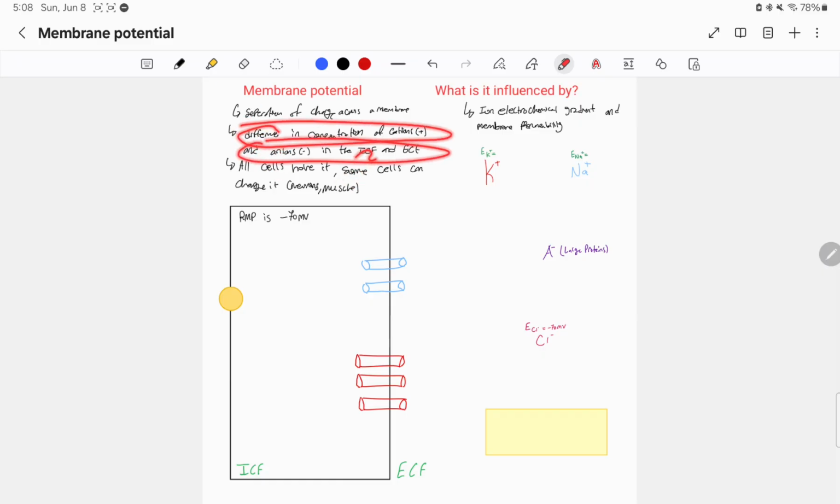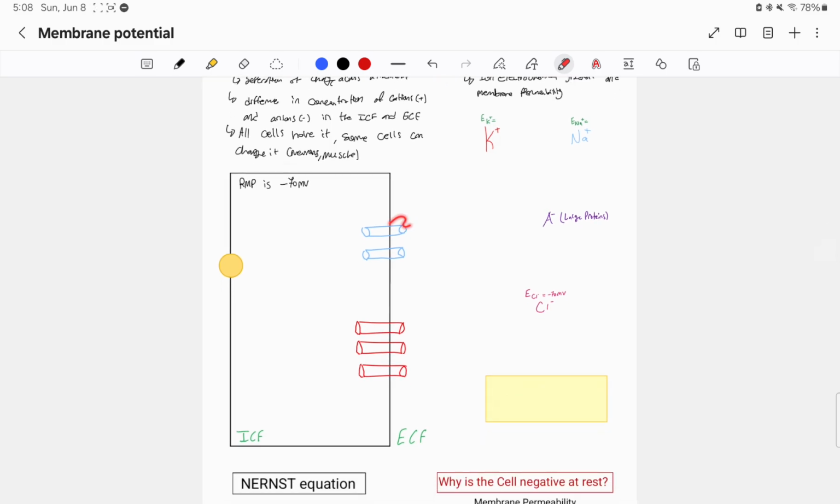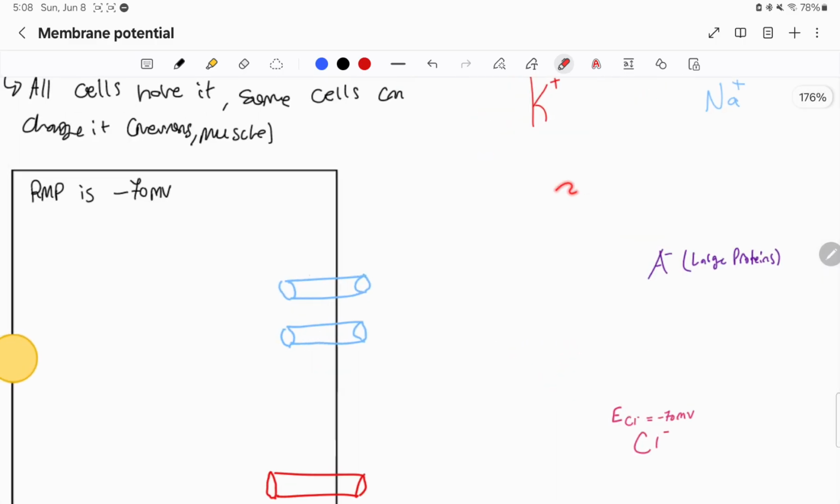Okay? The other thing I must really emphasize is when we keep saying there's a difference in concentration of cations and anions in the ICF and ECF, we're really talking about a very specific location. Imagine this whole thing is a cell. The black is the membrane, right? Anything outside is the extracellular fluid, or, the interstitial fluid, right?